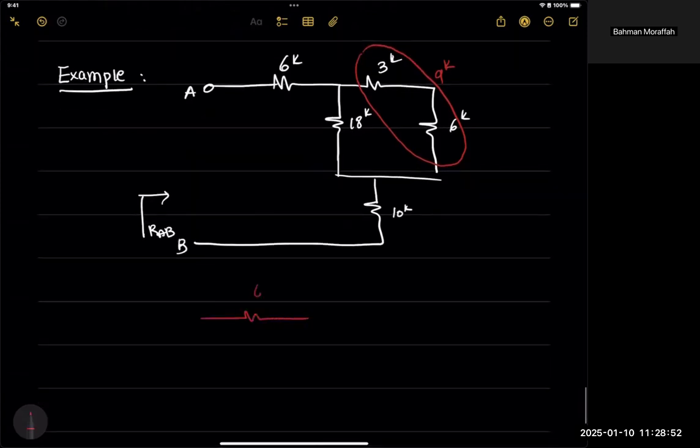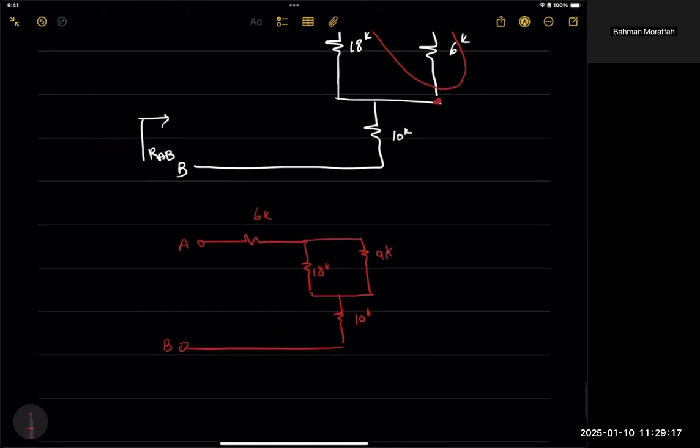So I have a 6K, I have this 18K. These two, again, they go between here and here. So I'm going to call it a 9K that goes exactly between those two points. And then I have this 10K, and this is B, right? Another thing that's quite obvious is these two things that are in parallel. So if I have these two things in parallel, it's 18 times 9 divided by 18 plus 9, which is a 6K.